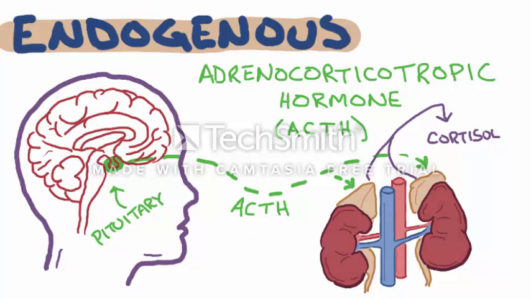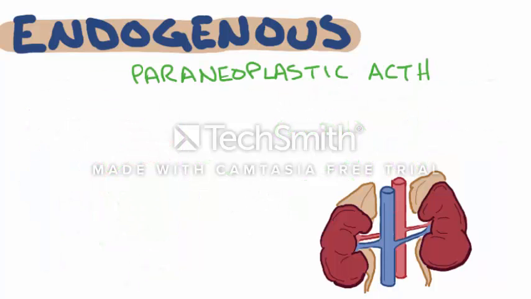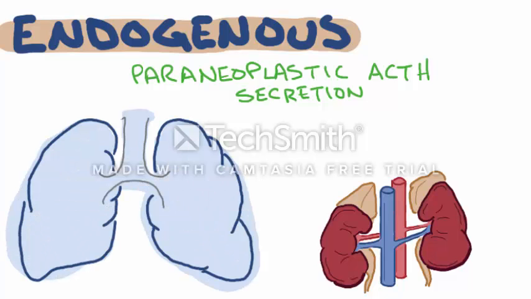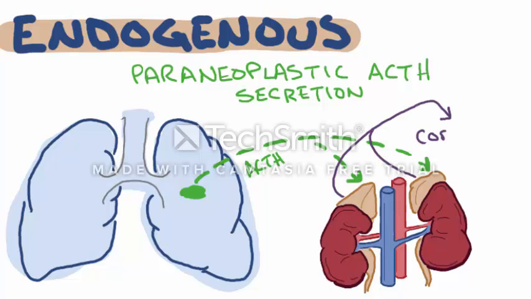Adrenal hyperplasia may also be induced by paraneoplastic ACTH secretion. For example, small cell carcinomas of the lung can secrete ACTH ectopically, which induces the adrenal glands to produce more glucocorticoids.